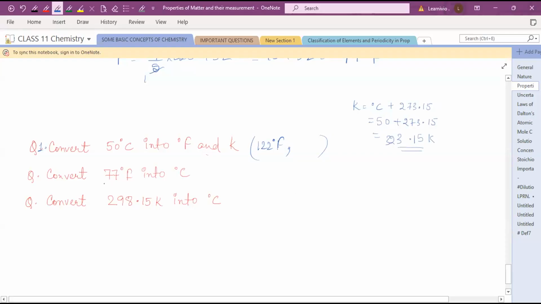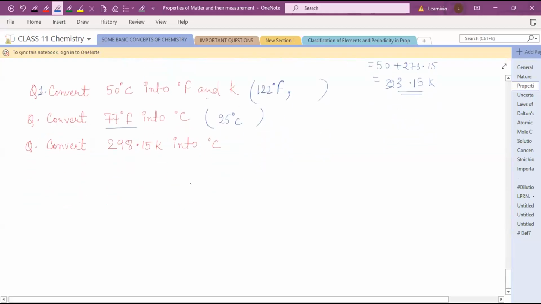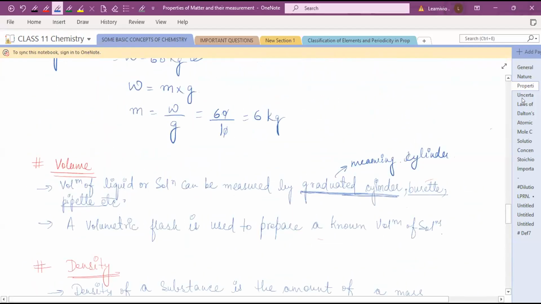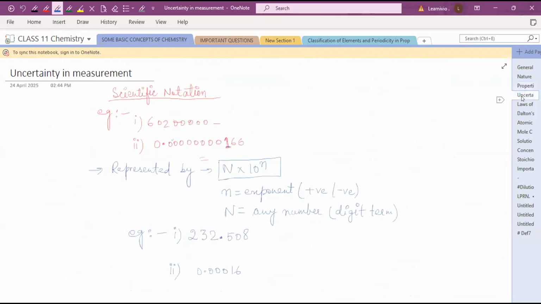Yeah, second, tell me Humera, second one. 25 degrees Celsius. Yeah, it's 25 degrees Celsius, right? So that's how you can convert one scale to another scale. Okay, now the next topic is scientific notation. So basically, what is scientific notation and how to write the given number in scientific notation?